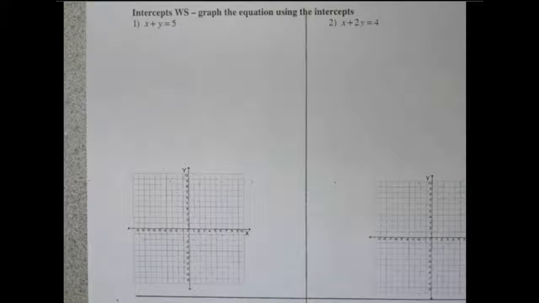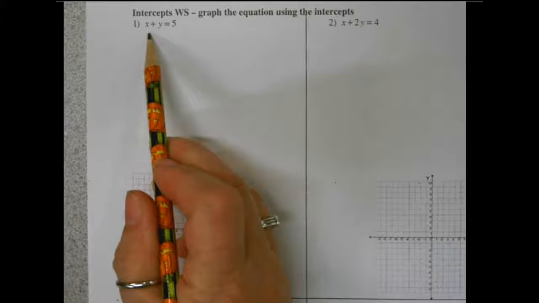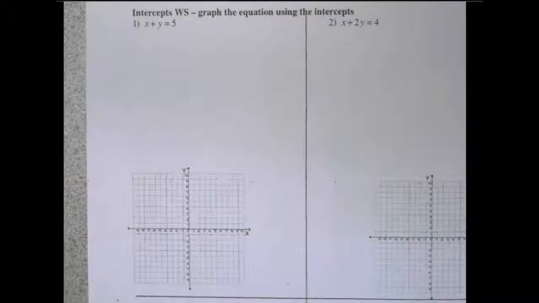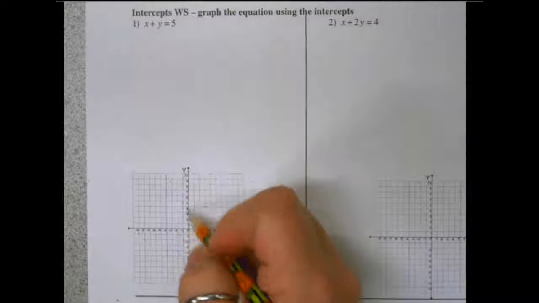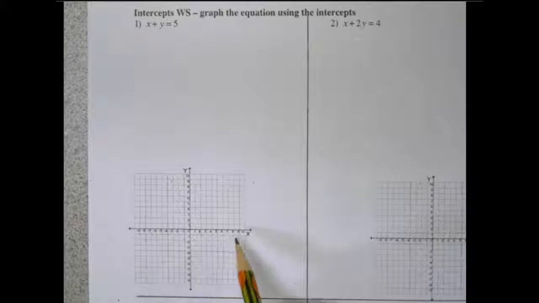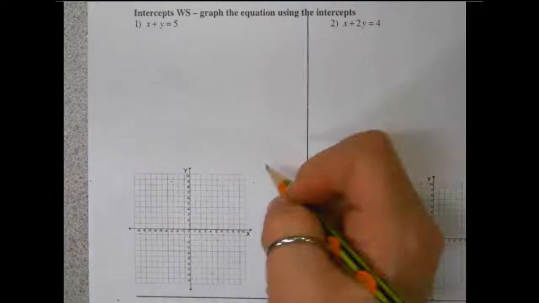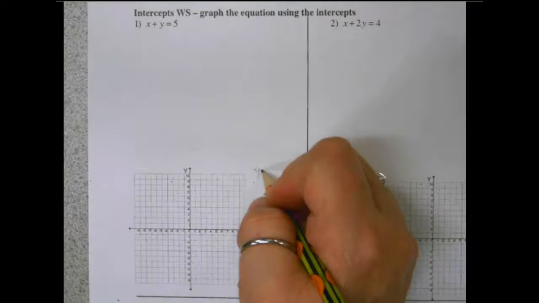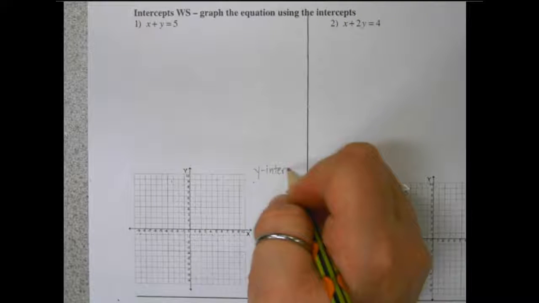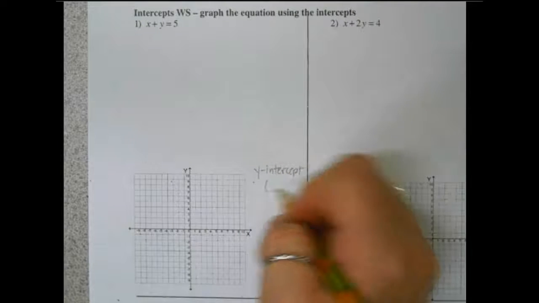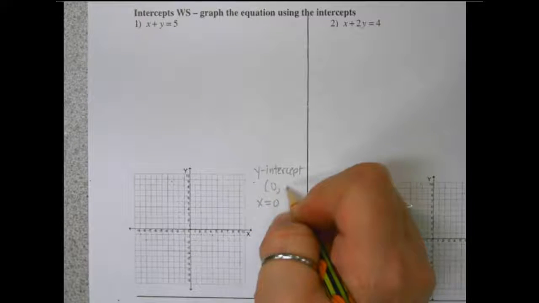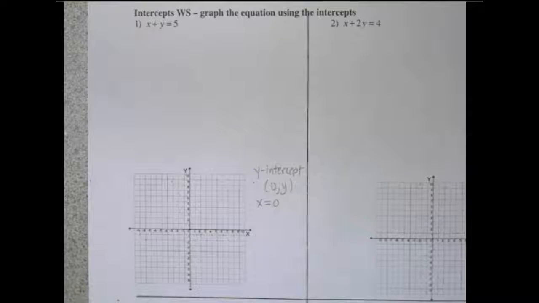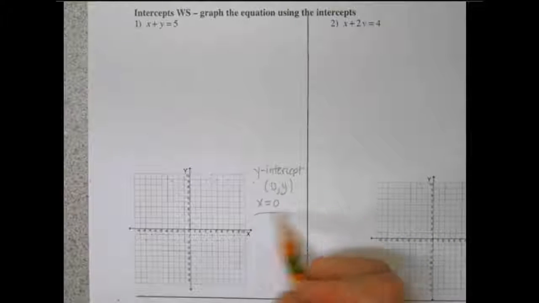So the goal is to be able to graph this line x plus y equals 5 using intercepts. So to review, our intercept is when it crosses either the y or the x axis. Okay? So the y-intercept will be whatever ordered pair when x is equal to 0. So x is 0, and then whatever our y is. That's going to be our y-intercept.